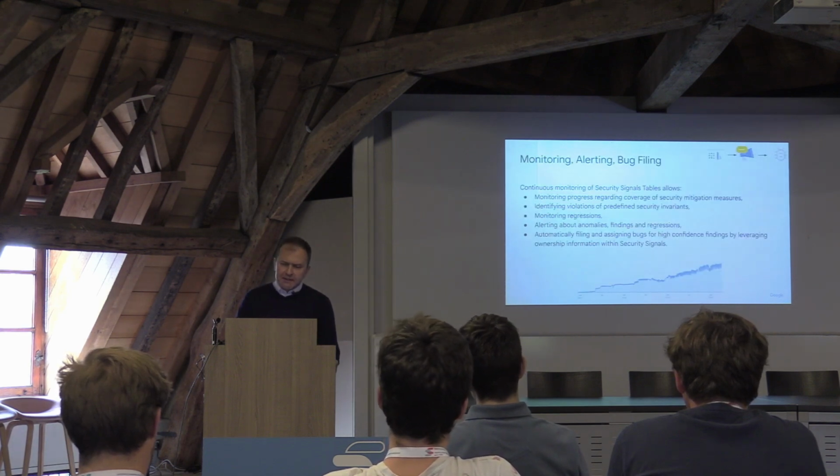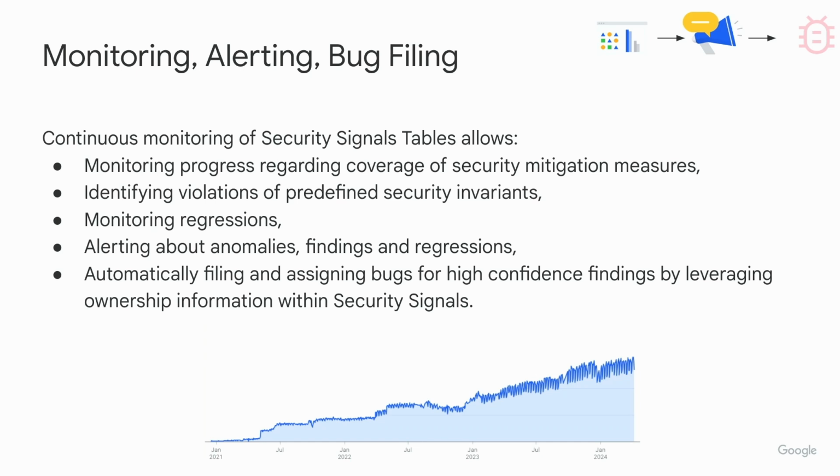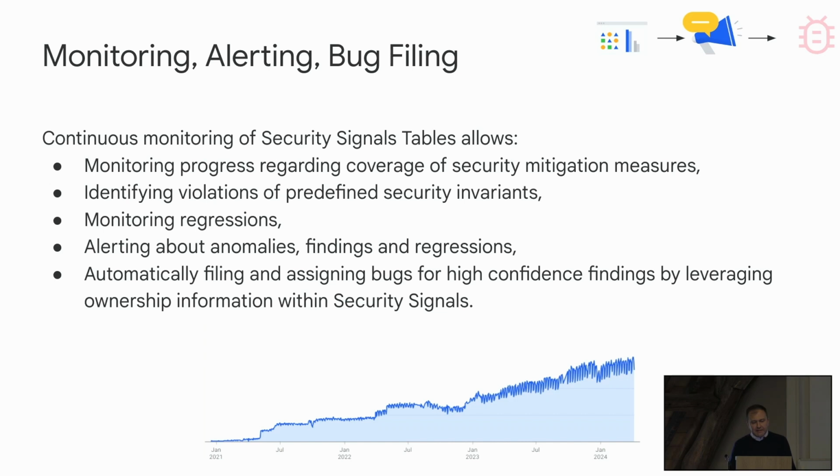Monitoring, alerting, and bug filing. When you set it up, it does most of the work for you. It allows us to see the changes over time, and it allows us to fire any alerts if needed, or file a bug. Here, for example, you have one of the rollouts, I think it's Trusted Types, where we start with very small coverage, 1% of services or traffic, and then we increase it over time.